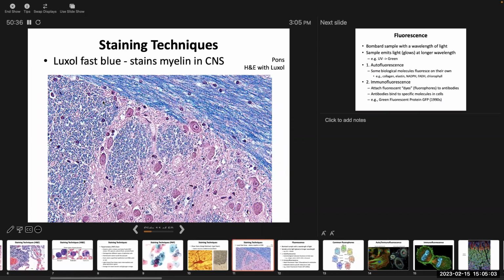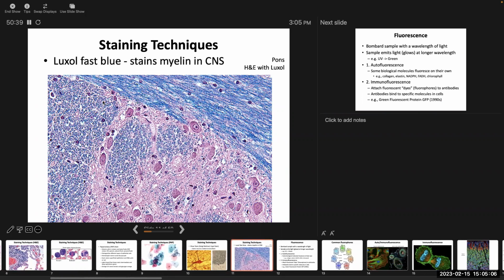Here is another technique that's also used primarily, actually exclusively, for looking at the nervous system, because this is a technique that stains myelin. It's a stain called Luxol Fast Blue, and it stains myelin that's present in the central nervous system. It could probably stain myelin in the peripheral nervous system too, because a lot of the axons in some of your peripheral nerves are also myelinated. So it's just always going to stain myelin blue.